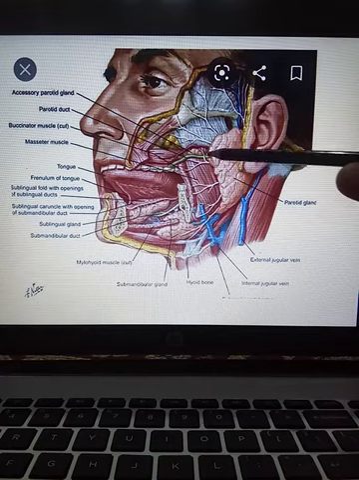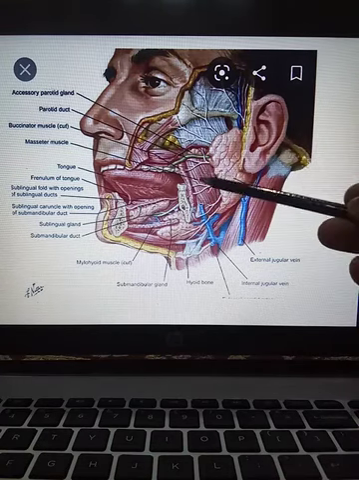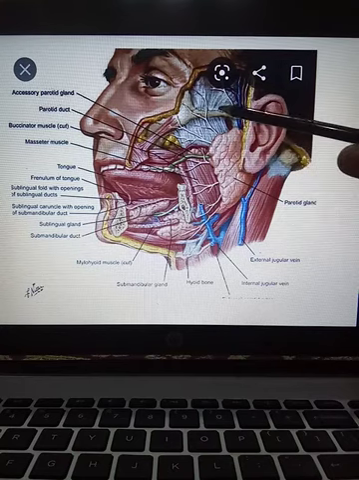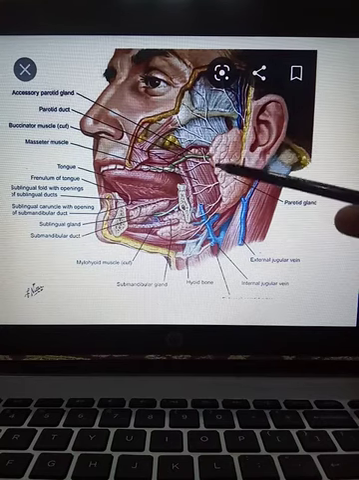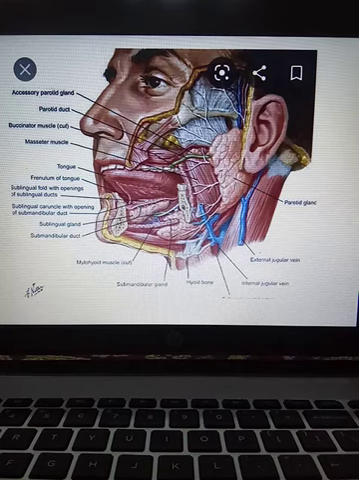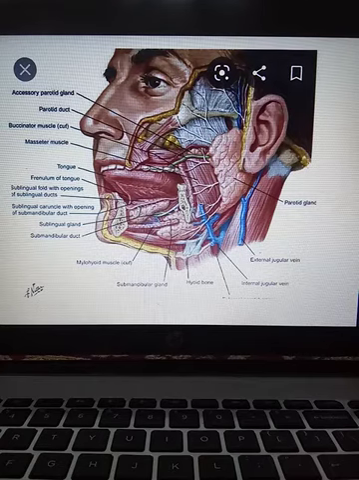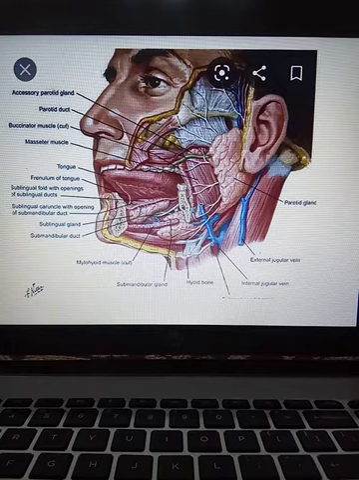Here there is a muscle called the masseter. This is your masseter muscle, and the gland overlaps the masseter. So what are the general features? Your parotid gland is derived from the two words para-otic. Para means around and otic means ear.